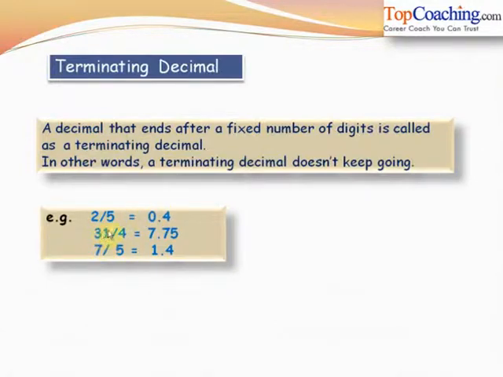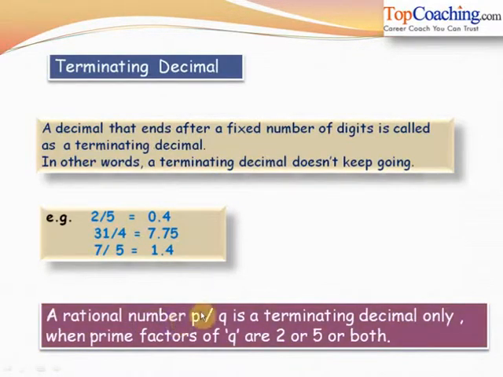Similarly, when 31 by 4 is expressed as a decimal number, it comes out to be equal to 7.75. This number clearly ends at 5. Similarly, 7 by 5 is equal to 1.4, and again it is a terminating decimal. So a terminating decimal is a decimal that ends after a fixed number of digits.